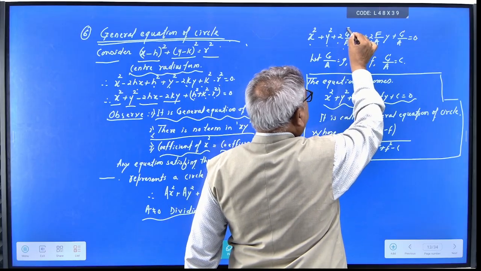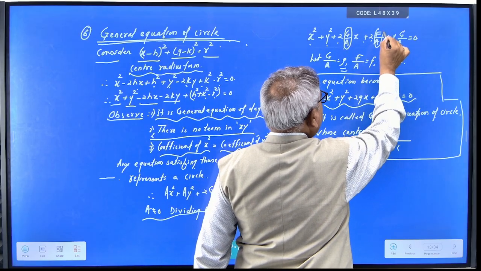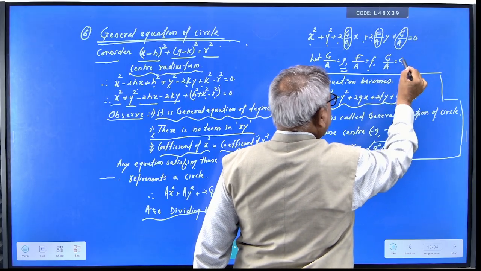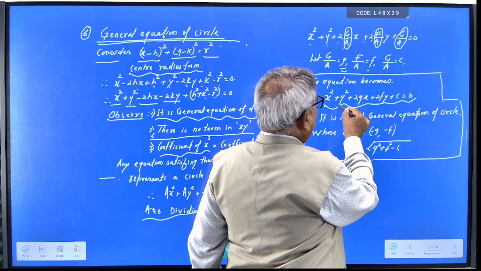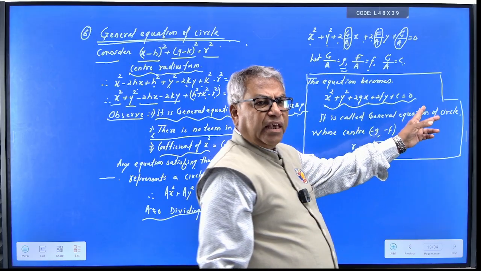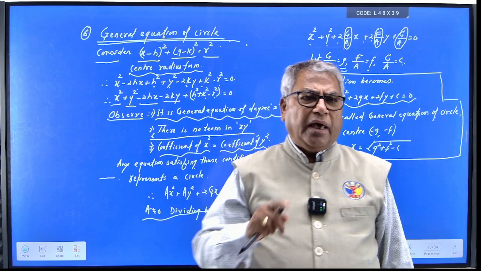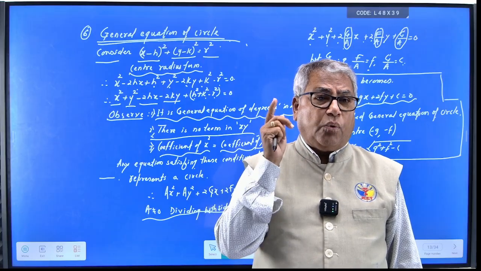Now G/A is taken as small g, F/A as small f, and C/A as small c. So the equation becomes x² + y² + 2gx + 2fy + c = 0. This is called the general equation of the circle: x² + y² + 2gx + 2fy + c = 0.